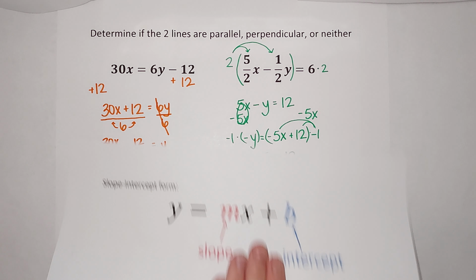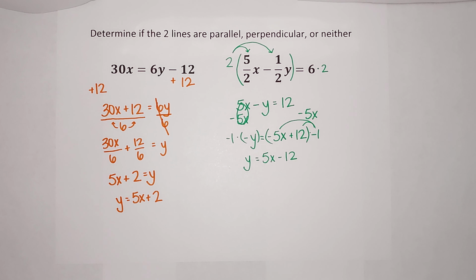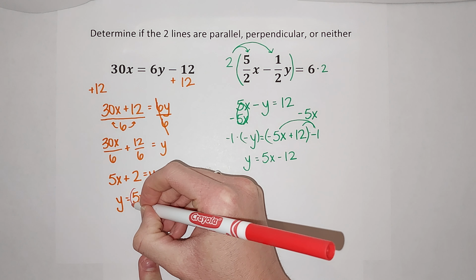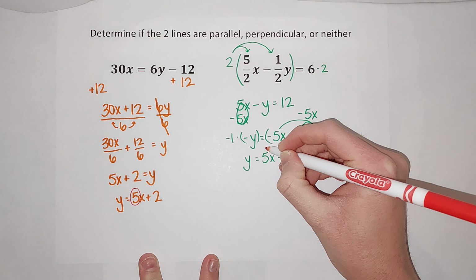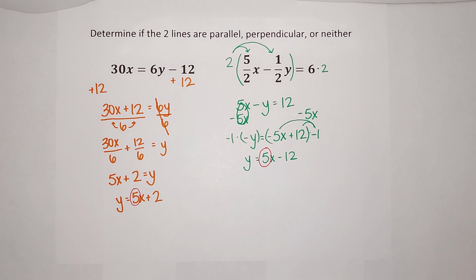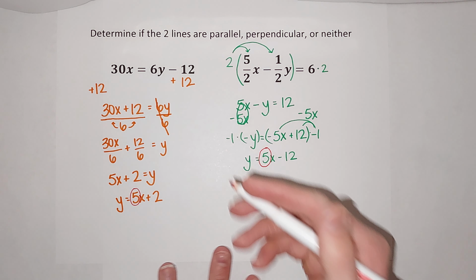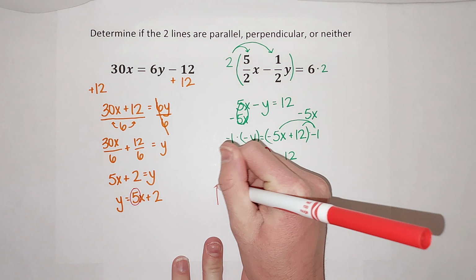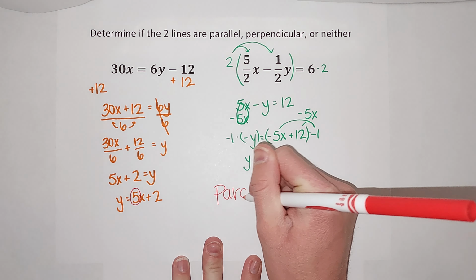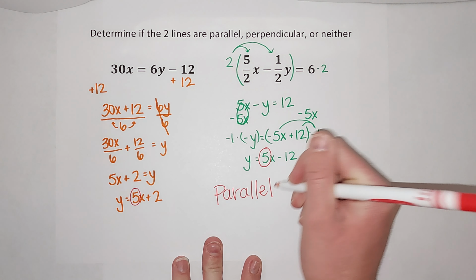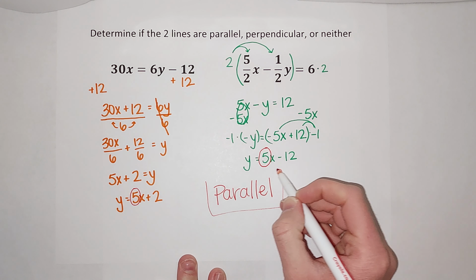All right, there are my two lines in slope-intercept form. Right? Okay. So when I'm in slope-intercept form, the number in front of the x is my slope. So this one's slope is 5. And this one's slope is also 5. Okay, so when two lines are parallel, their slopes are the same. So these two lines, their slope is the same. So these two are going to be parallel. Okay, so these two lines are parallel.